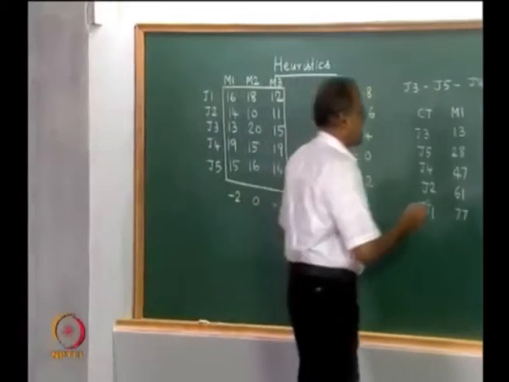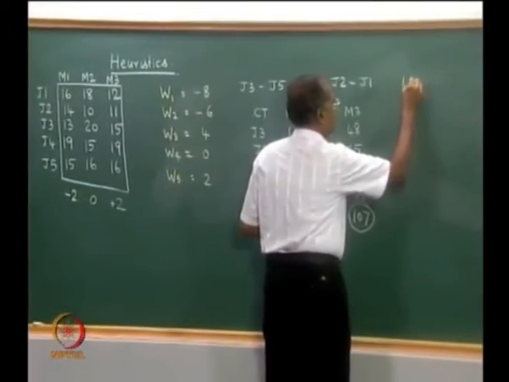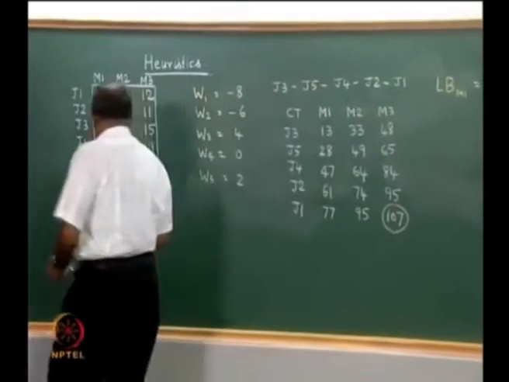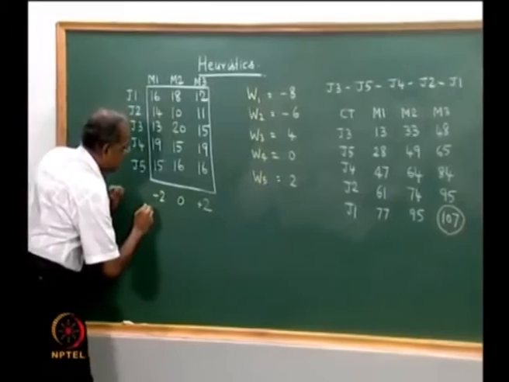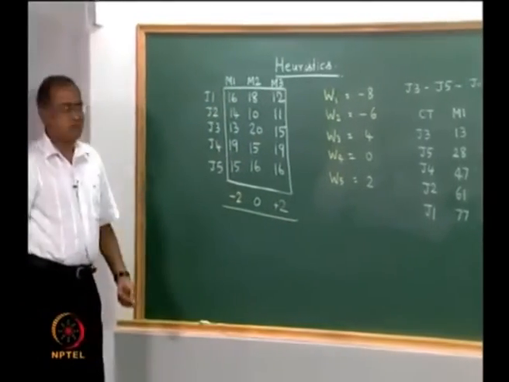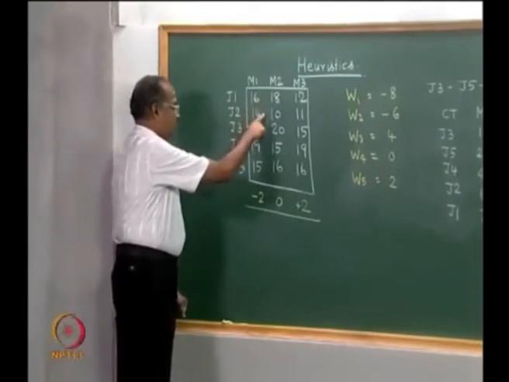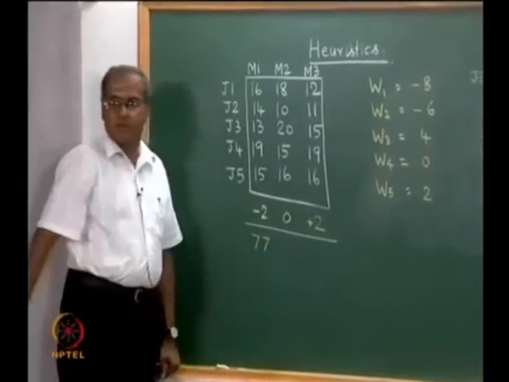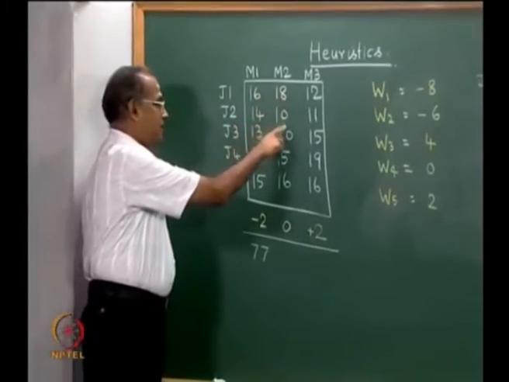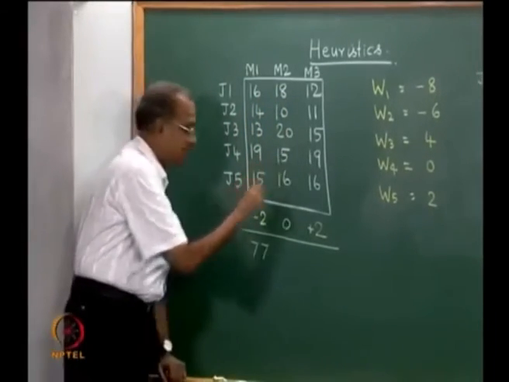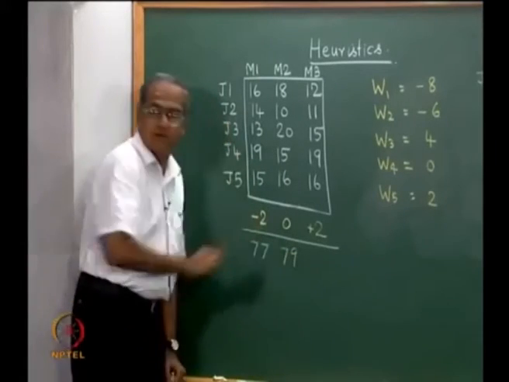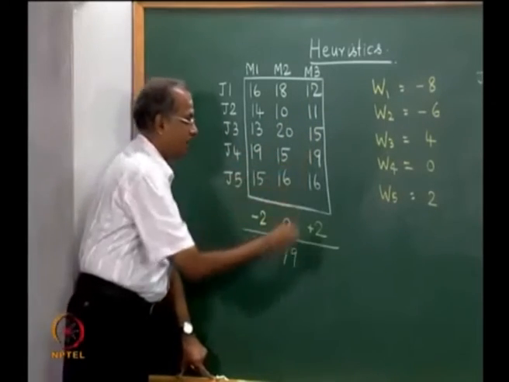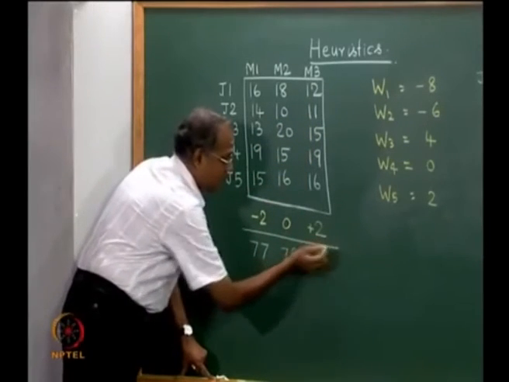So, lower bound based on M1 is equal to, now let us first find out the sum of processing times on all the 3 machines: 16, 30, 43, 62 plus 15, 77. 18, 28, 48, 63 plus 16, 79. 12, 23, 38, 57 plus 16 is 73.